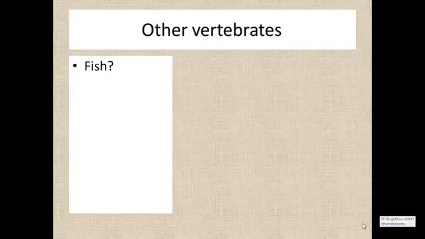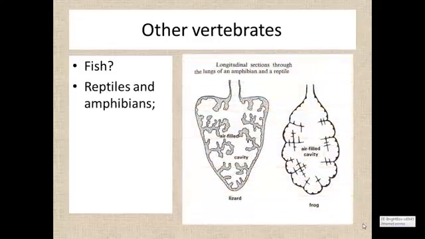Other vertebrates, fish of course have gills, so we're not going to worry about their lungs. But reptiles and amphibians, they have slightly different lung structure to us. Their lungs are a bit more basic, really, than ours.